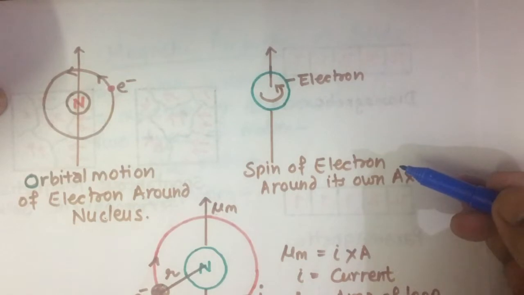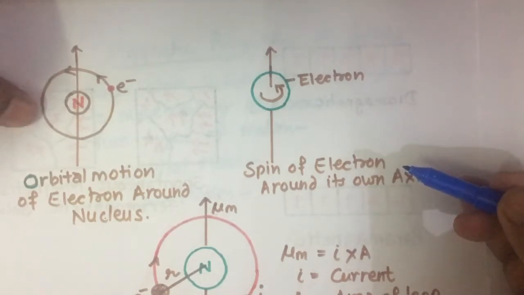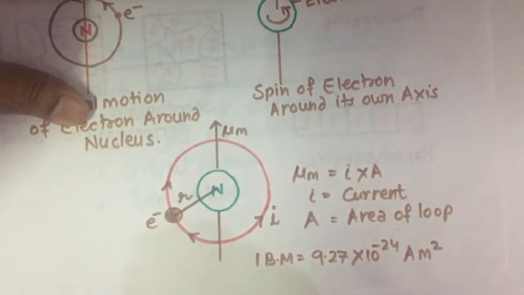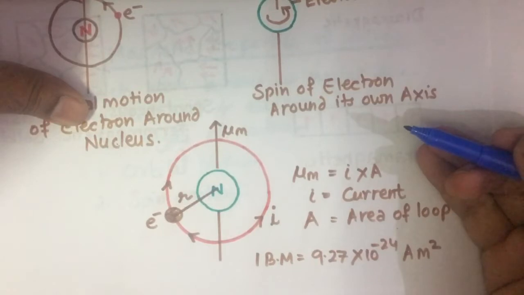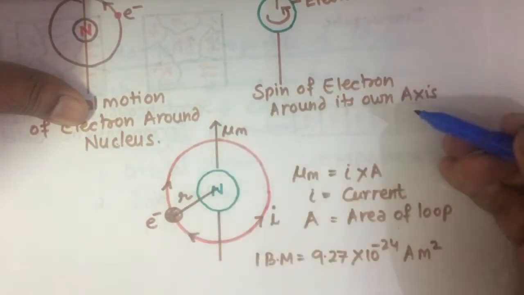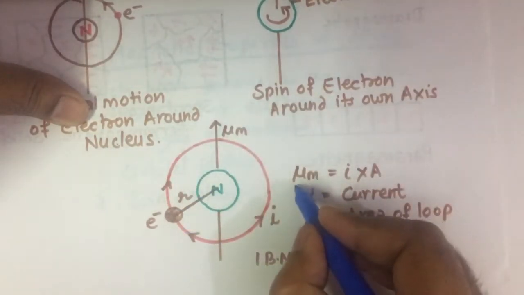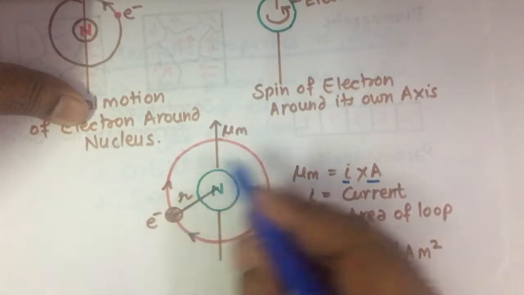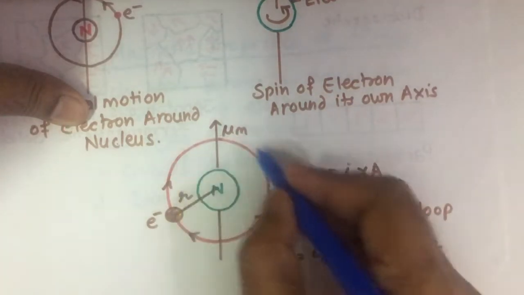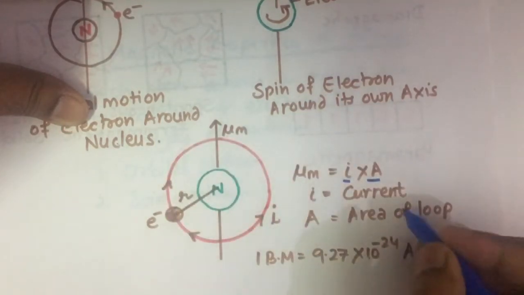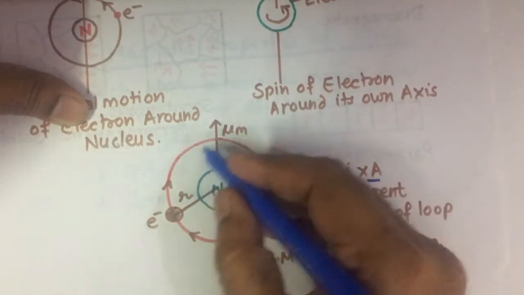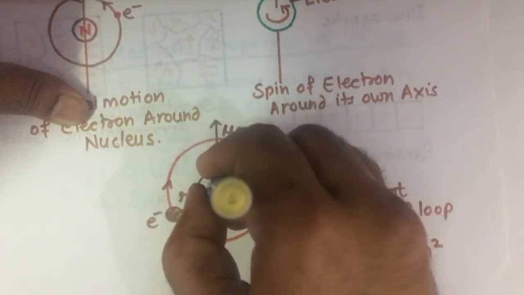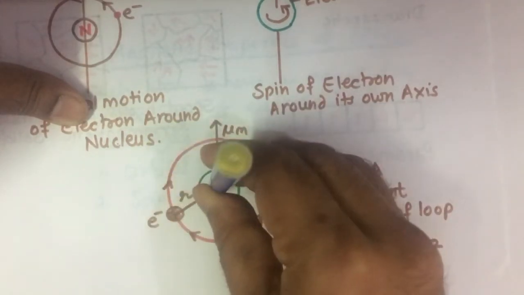Now this loop of electric current acts as a magnetic dipole. Suppose this is a nucleus and the electron is revolving around it. A magnetic field is generated, and the magnetic moment μm is given by I into A, where I is the current and A is the area of the loop. Its direction is perpendicular to the area of the loop. Suppose this is the area, the direction of the magnetic moment is this.